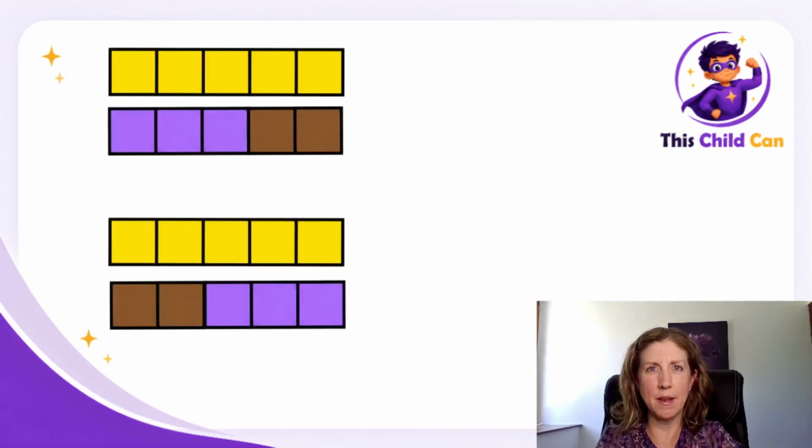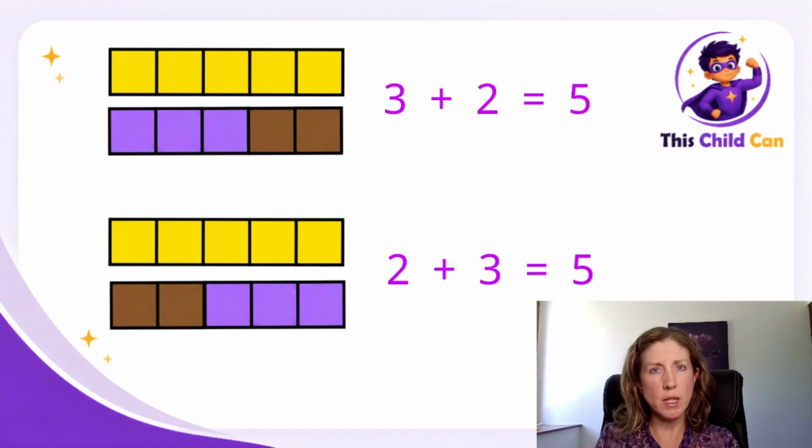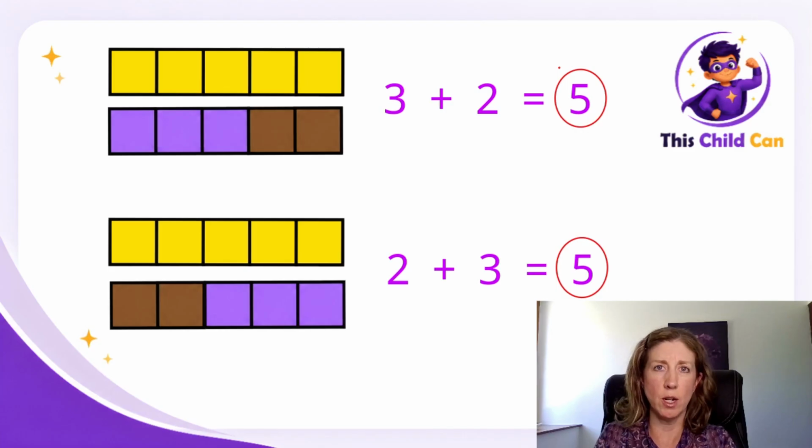Now here you can see that I've taken the 2 and the 3 and I've swapped them around. So the order has changed, but the total still remains the same. You need to ask your child this: what changes, what stays the same? It's important that they realise that the relationship remains the same between these numbers.